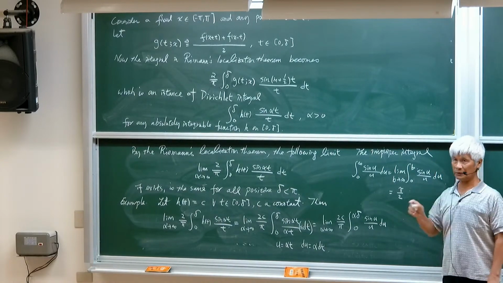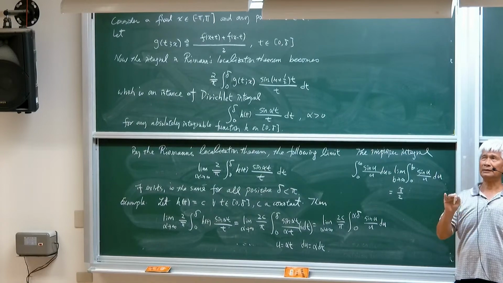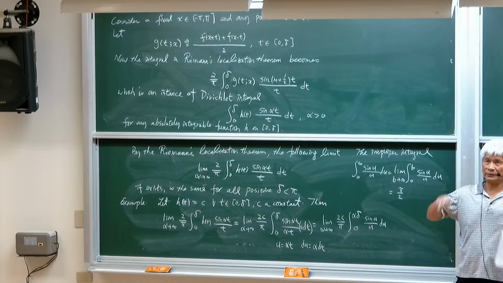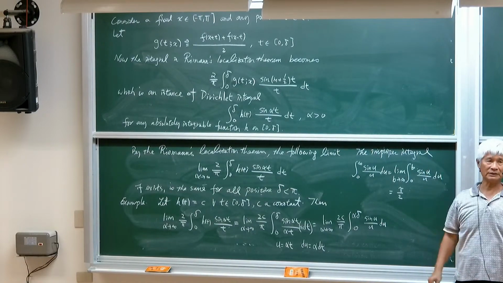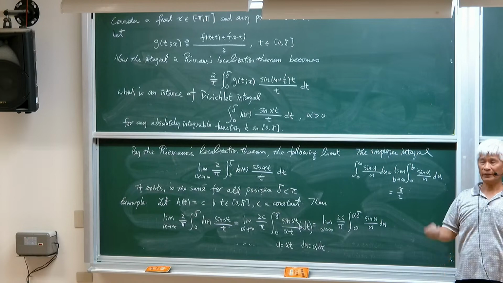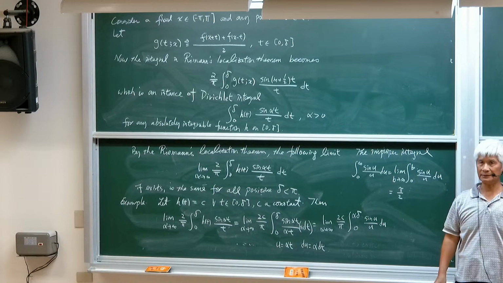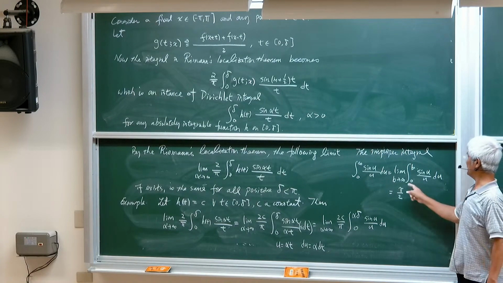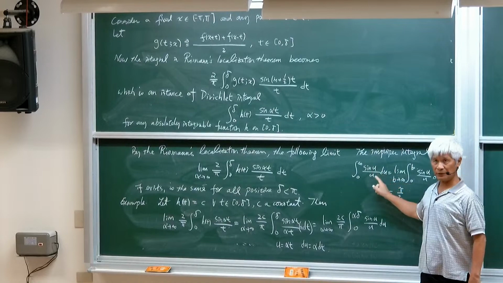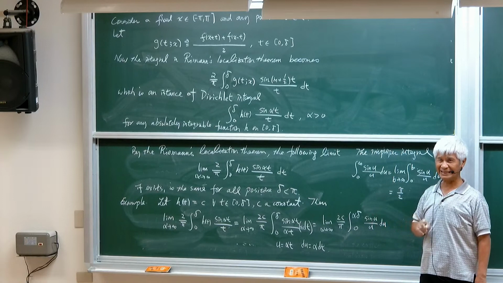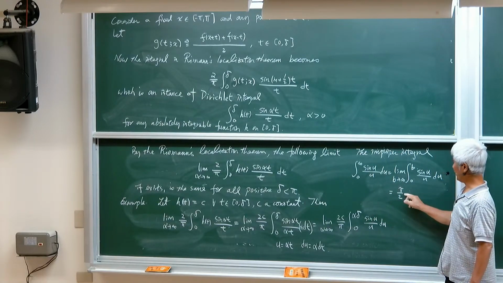Because this is a so-called sinc function, right? And the sinc function, later on we will see it has a Fourier transform like a rectangle function. I thought it can be obtained by using a Fourier transform. Later on we will discuss that, right? But at the moment, because this is a very special function here, in mathematics it's called the sinc function, and the value is pi over 2, right?